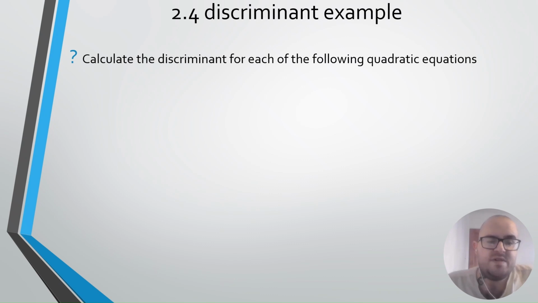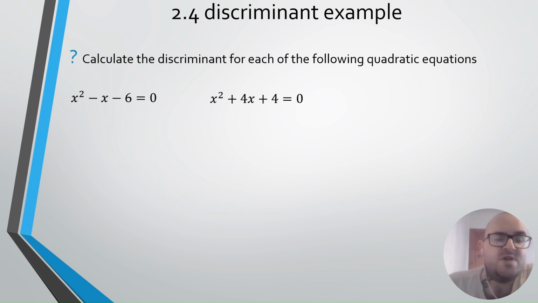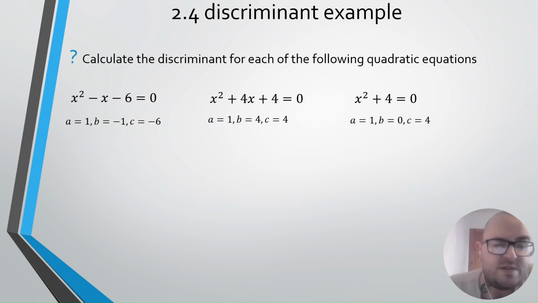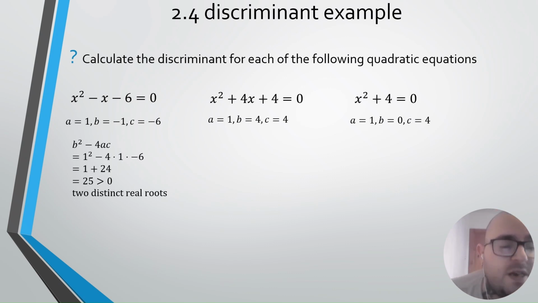Example. Calculate the discriminant for the following quadratic equations. X squared minus x minus 6 is 0. X squared plus 4x plus 4 is 0. And x squared plus 4 is 0. For equation 1, we have a is 1, b is negative 1, and c is negative 6. You calculate the rest. a equals 1, b equals 4, and c equals 4 for equation 2. And a equals 1, b equals 0, and c equals 4 for equation 3.